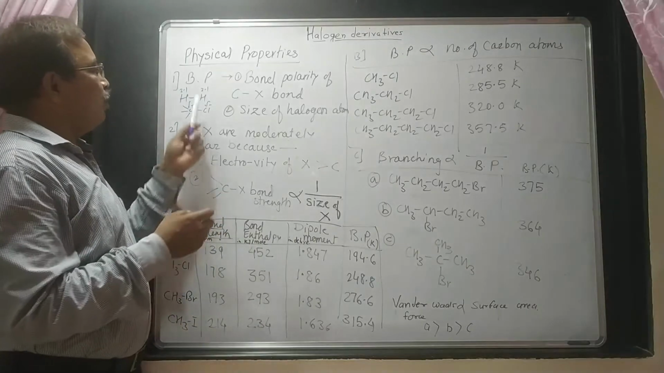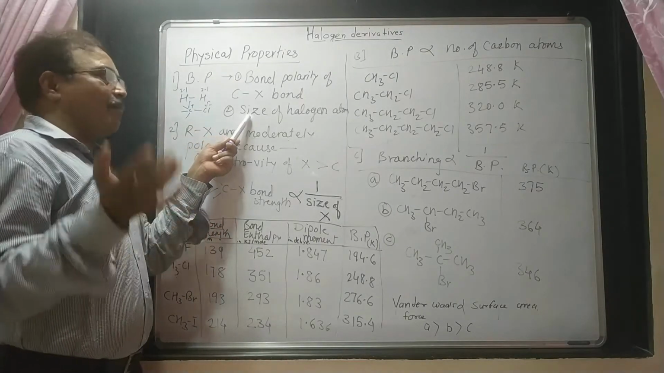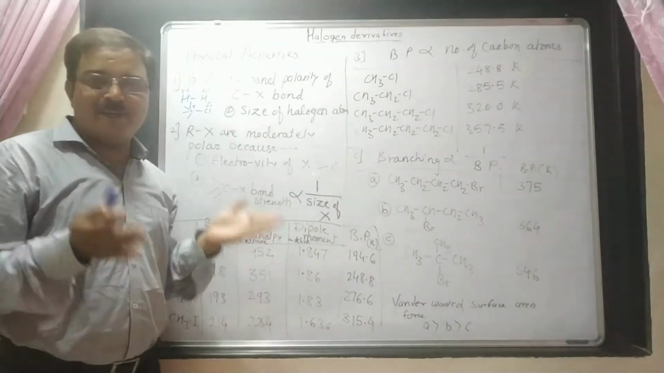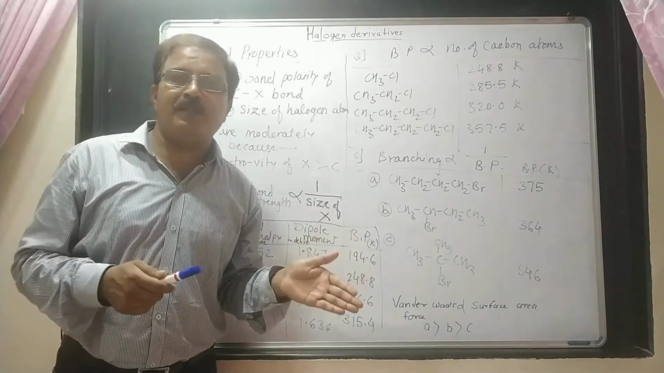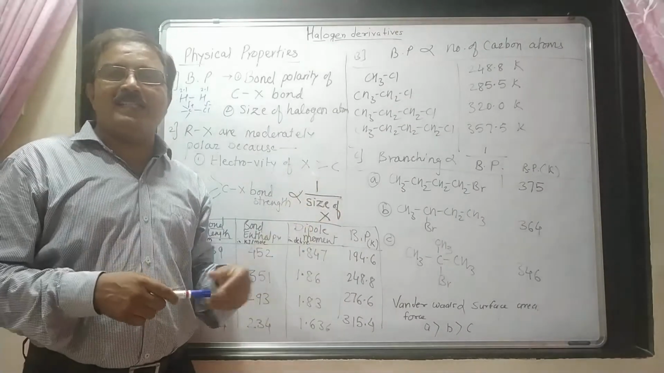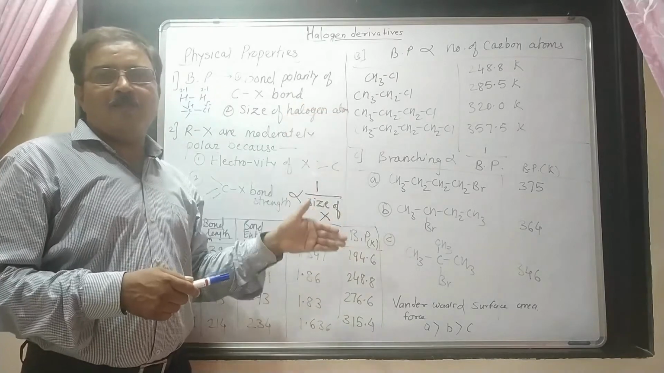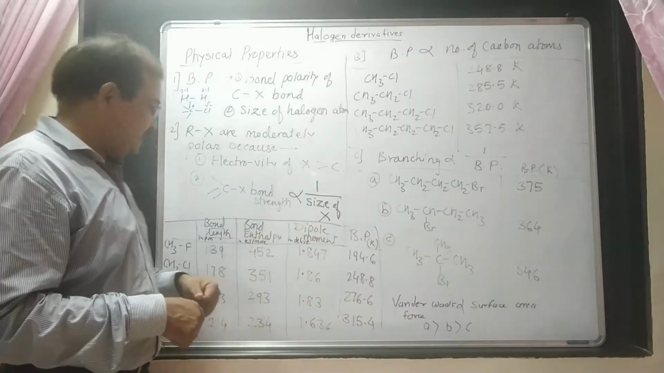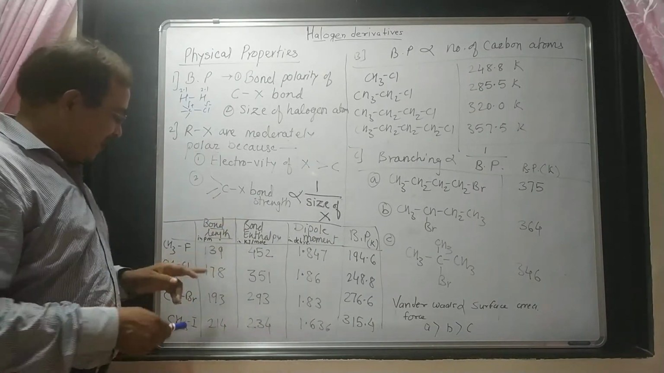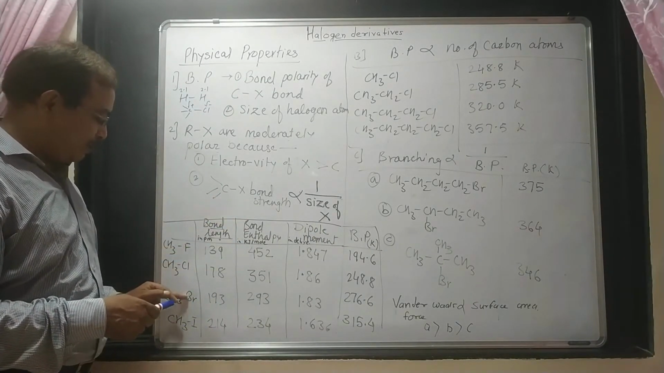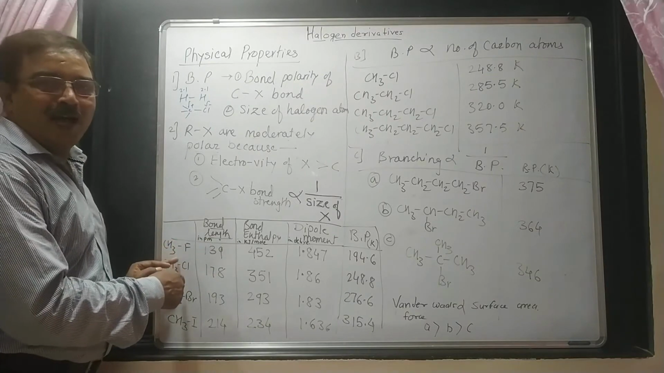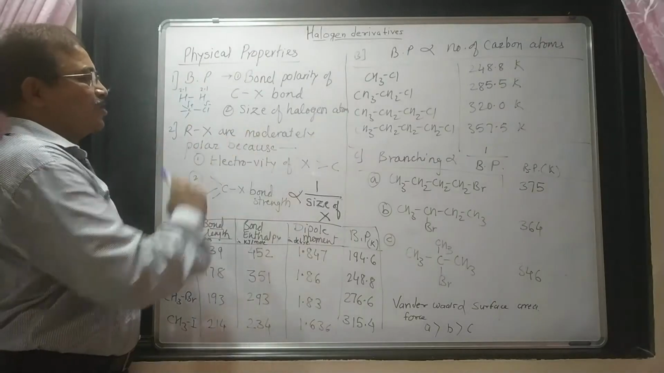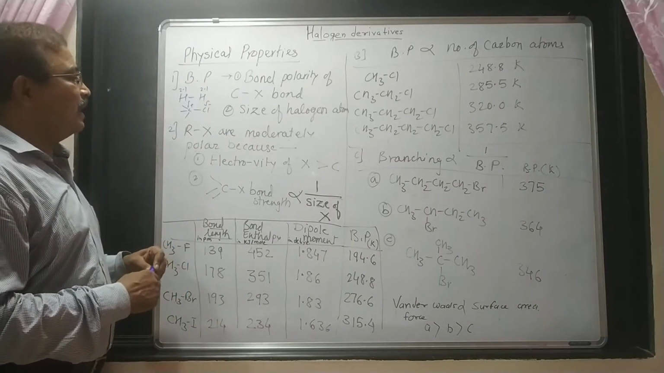Now the second property which affects the boiling point of alkyl halides is the size of the halogen atom. As we have studied in 11th standard in the periodic table, how the size varies in a group from top to bottom: if we travel from top to bottom in a group, the atomic size goes on increasing. As a result, when we travel from fluorine to chlorine, chlorine to bromine and bromine to iodine, the size of the halogen atom goes on increasing. So this size matters for the boiling point of these alkyl halides.